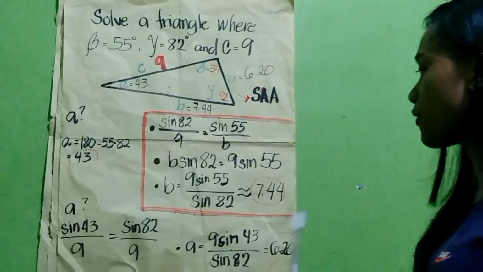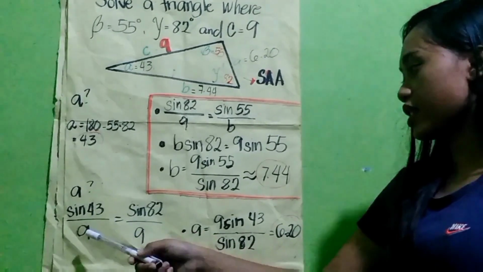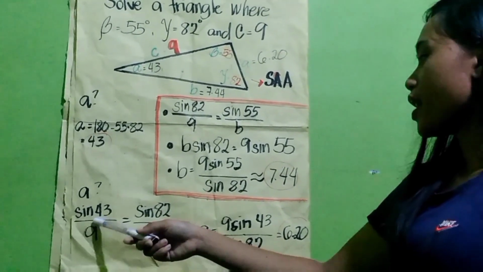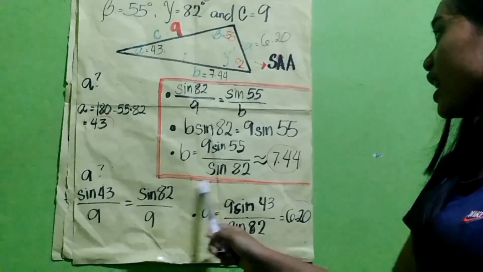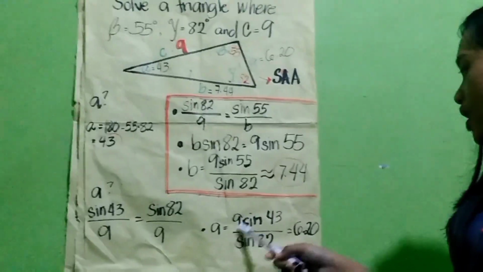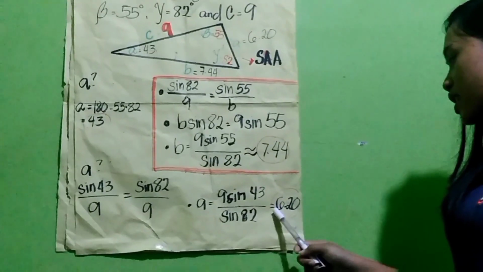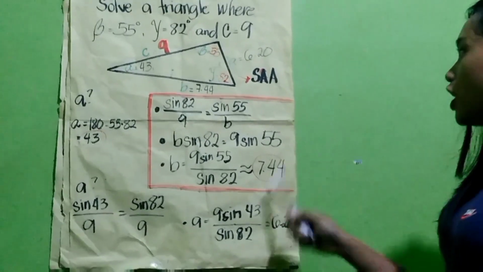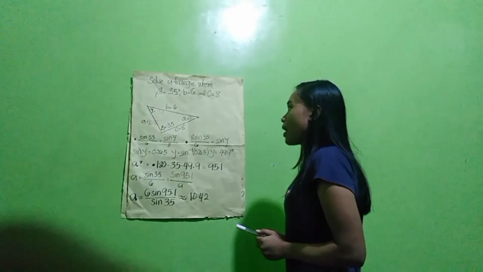And now, let's find our adjacent. So for the adjacent, let's have sine 43 over a equals sine 82 over 9. So a equals 9 sine 43 over sine 82, which is equal to 6.20. Therefore, our adjacent is equal to 6.20. Now, let's move on to another example.